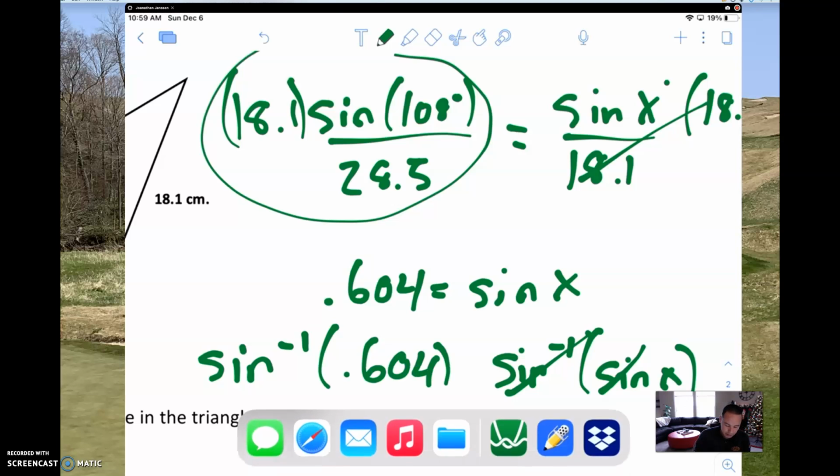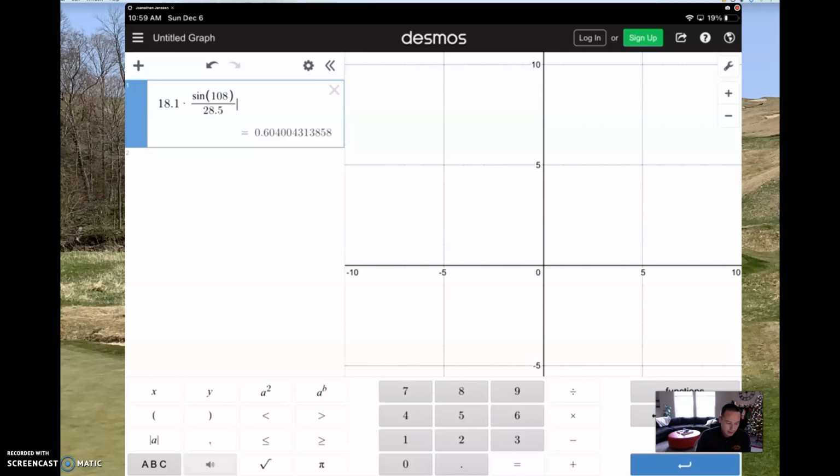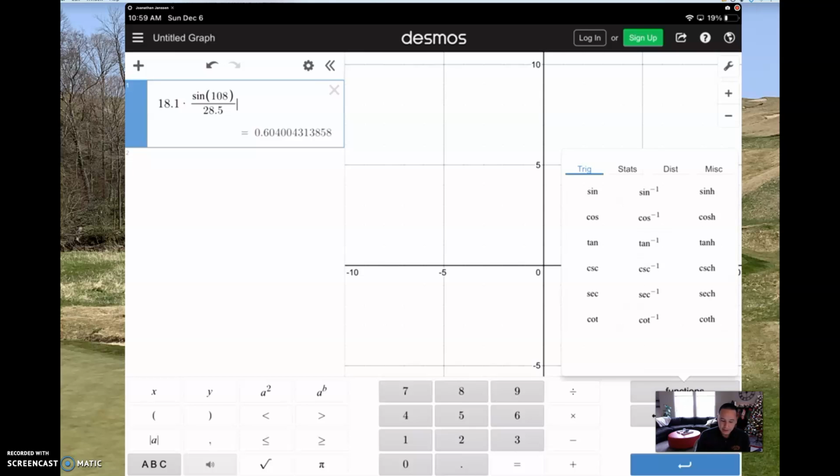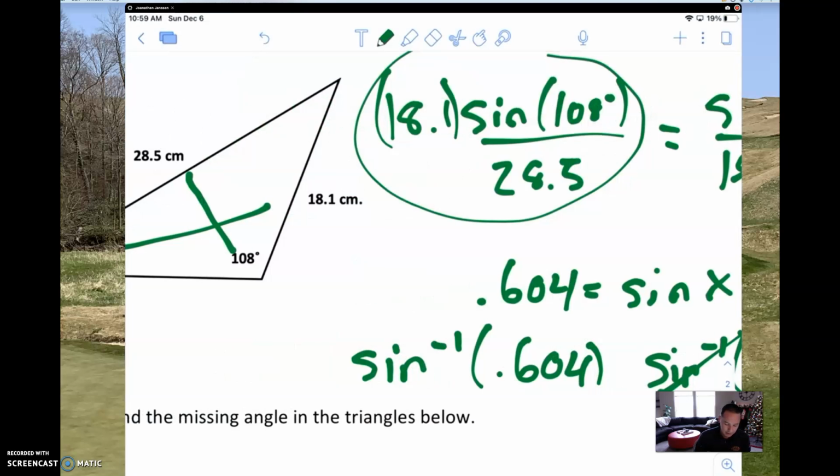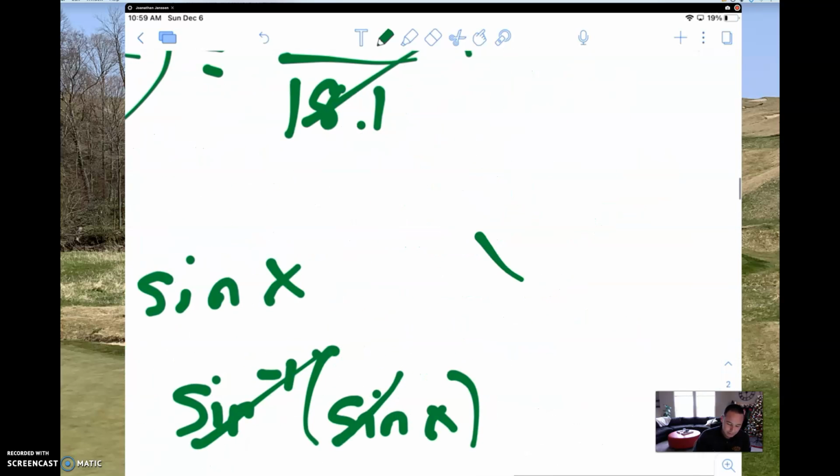So let's go over to Desmos, and we can do functions, the sine with a -1. Oh, I don't want it there. We want the sine of -1, and then I'll put that 0.604 in there, and it gives us approximately 37.2 degrees. So we'll go back over here, and that's 37.2 degrees.